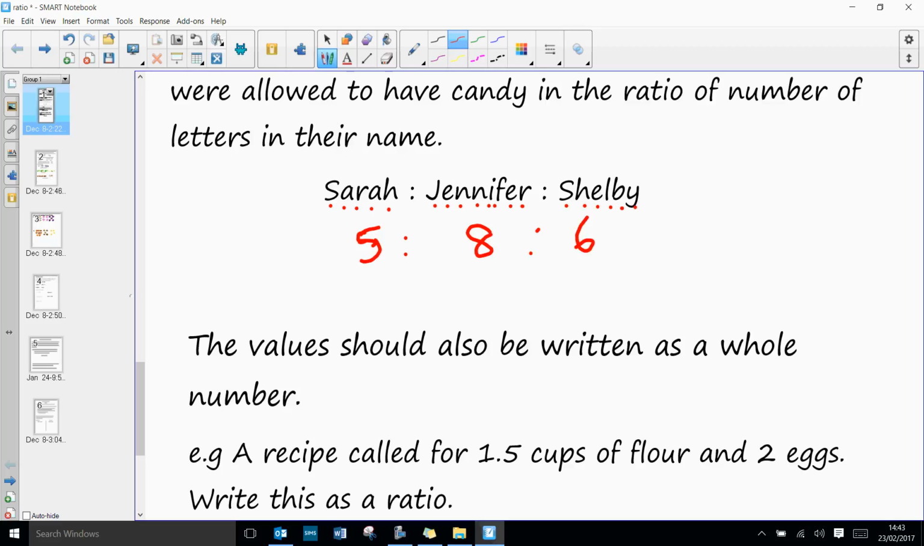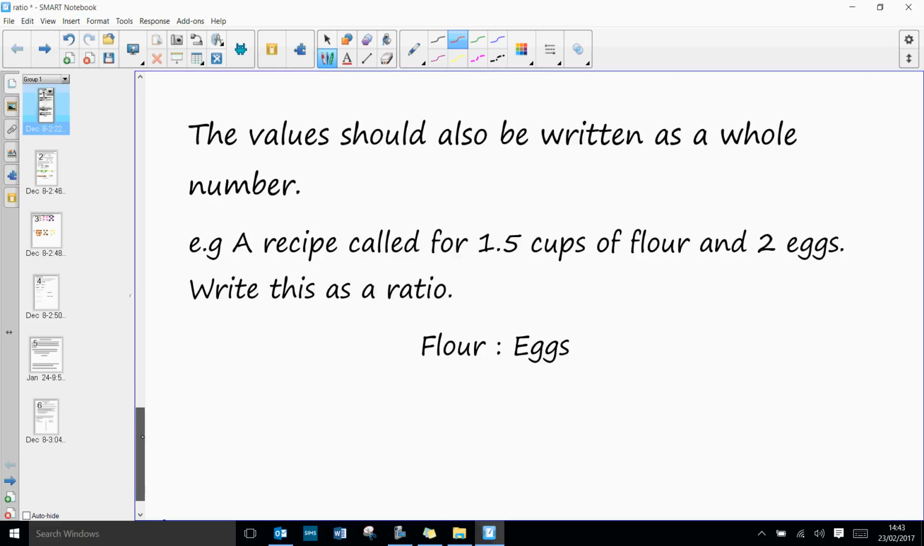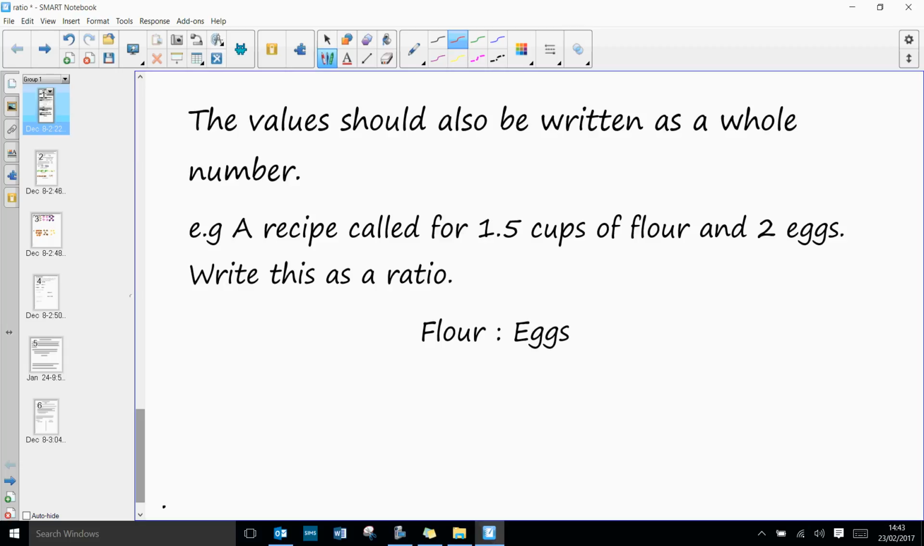The values should also be written as whole numbers, so if they're not, we need to change them to be whole numbers. So the recipe calls for 1.5 cups of flour and 2 eggs. So here we need to change the 1.5 cups into whole numbers. You've got a couple of choices here. Because we've got 1.5, to make a half a whole number, we can just times it by 2, so we would get 3.